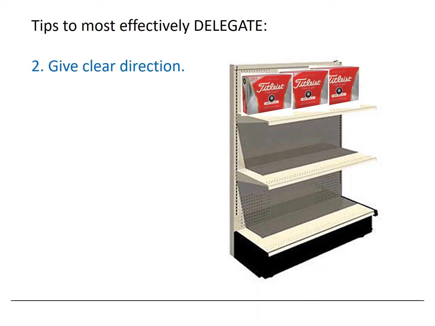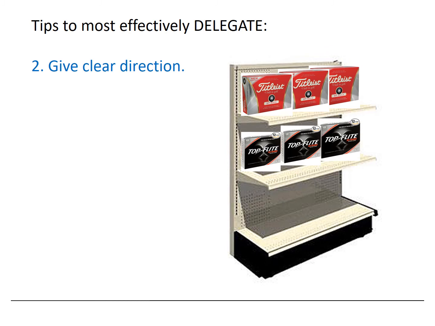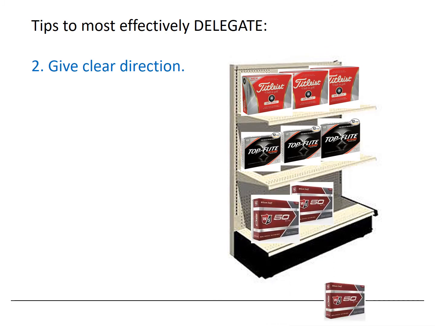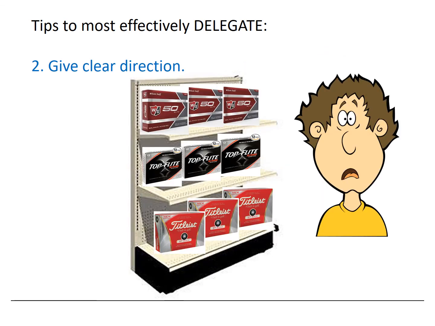I asked him to put the Titleist golf balls on the first shelf, the Top Flight balls on the second shelf, and the Wilson staff balls on the third shelf. I asked him if he understood. He said he did. I was positive I had been clear and specific enough. When I went back a couple of hours later to see how it turned out, what do you think I saw? I was shocked to see that the Titleist balls had been put on the bottom shelf instead of the first shelf. I couldn't understand how this mistake could possibly have been made, so I asked the supervisor.